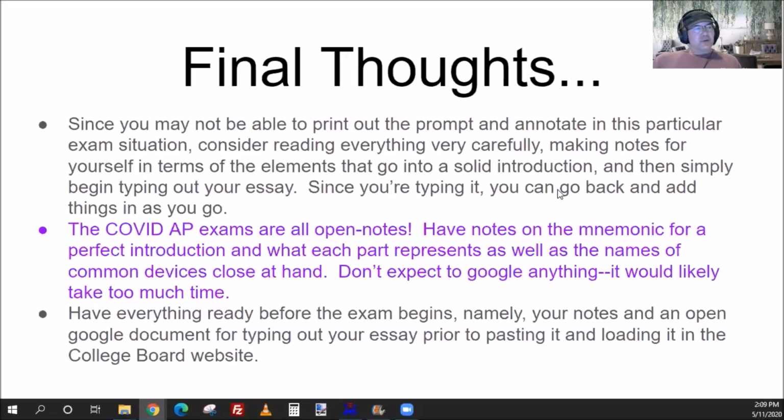Just don't expect to Google anything, because it would likely take a lot of time to do that. And it's really good to have everything ready before the exam begins. So all the notes that you're going to need for writing a rhetorical analysis essay, what goes into a perfect introduction, all of that, and an open Google document for typing out your essay prior to pasting it and loading it into the College Board website. So be totally ready to go when you go in and begin that essay.